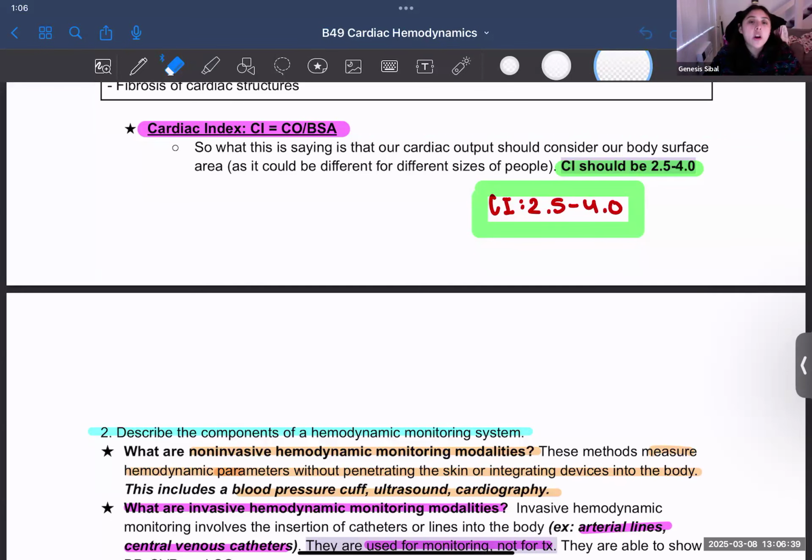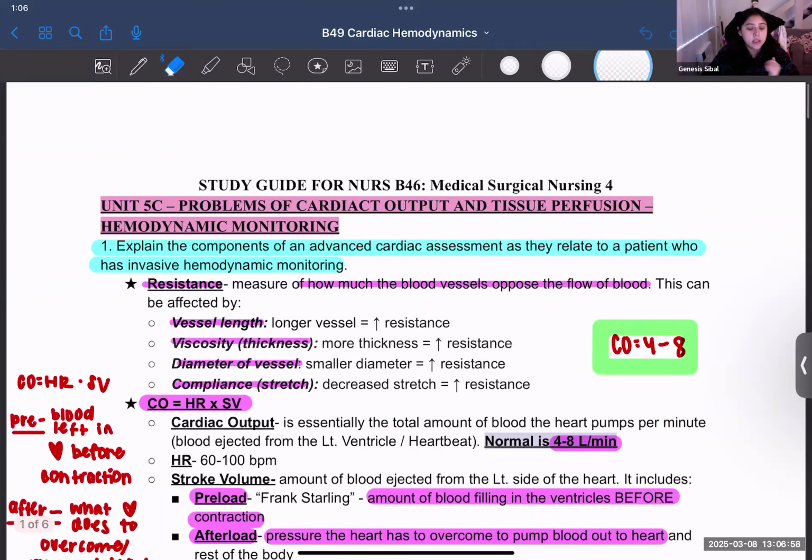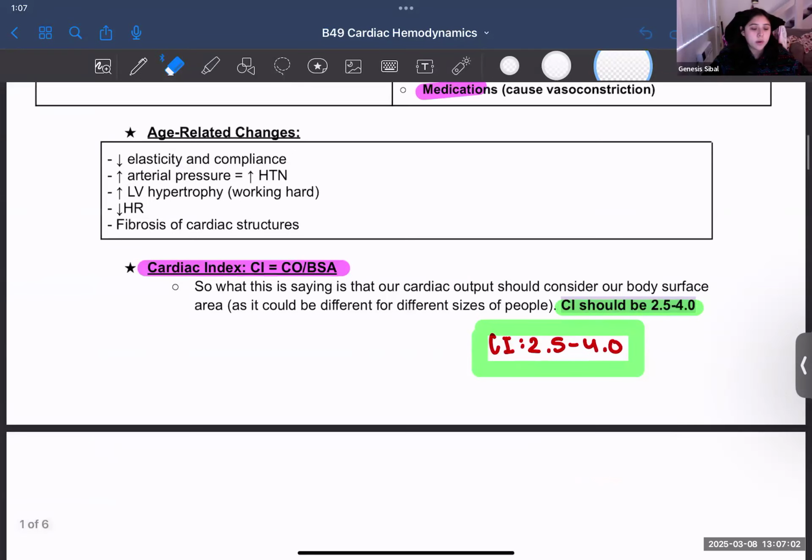So cardiac index is basically taking into account their body surface area, because obviously it's going to be different for somebody who's smaller and somebody who's a little bit taller, a little bit bigger. So yeah, cardiac index, that's what we're seeing there. I don't know if you have to know the value for this one. I would, but really make sure you know that the cardiac output is 4 to 8. Cardiac output 4 to 8. And I feel like this one's pretty easy to remember because it's basically half of that, but you're starting at 2.5. So yeah, 4 to 8, 2.5 to 4. So basically you're cutting it in half.